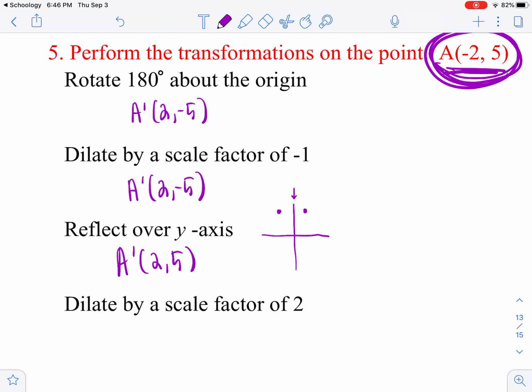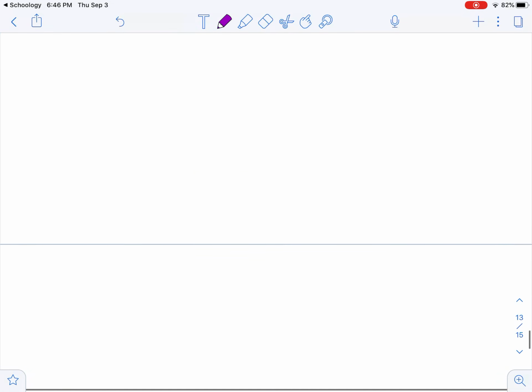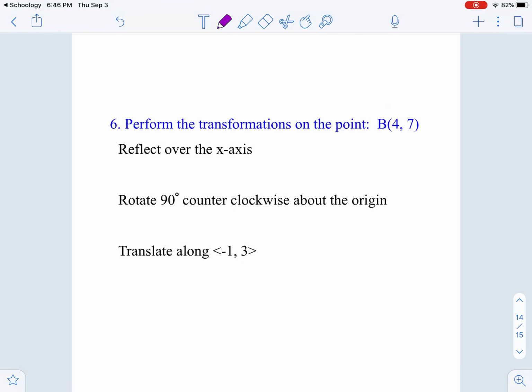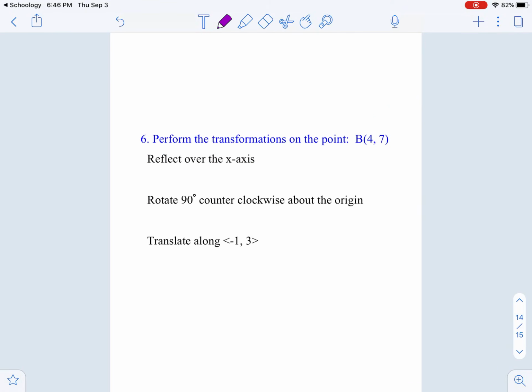Dilate by a scale factor of 2. So I'm going to double each of those numbers, -4, 10. So it's pretty simple, right? Okay, go ahead and try this one on your own.